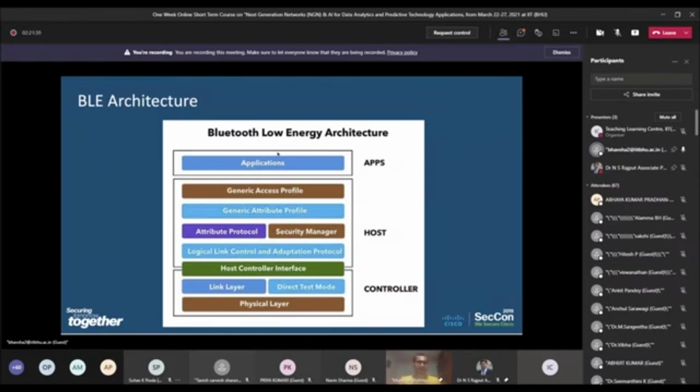And then the host controller interface, with the help of HCI commands, which are called host controller interface commands, extracts that information and gives it to the radio. Or the radio gives the information to the host controller interface, which sends it to the logical link control layer, and then it sends it to the upper layer. So it works in both directions.